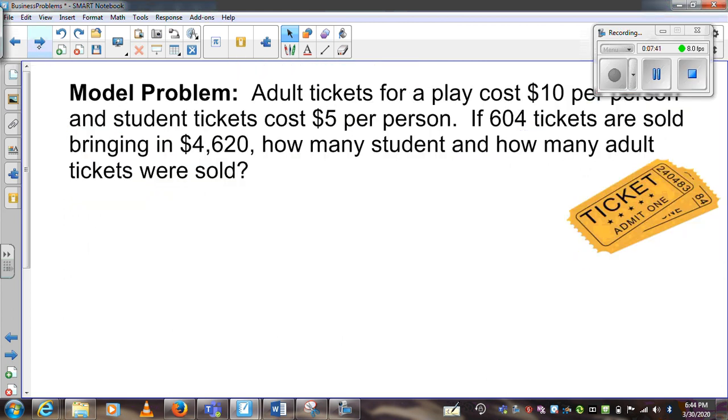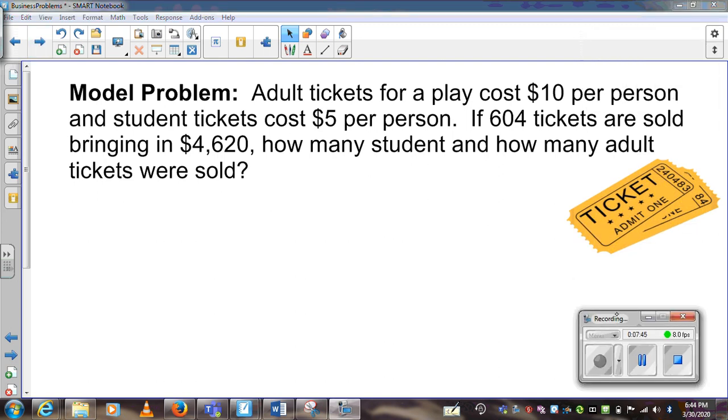Let's take a look at another problem. We have adult tickets for a play that are $10 per person, and we also have student tickets that are $5 per person. If 604 tickets are sold and they bring in $4,620, how many student and how many adult tickets were sold?